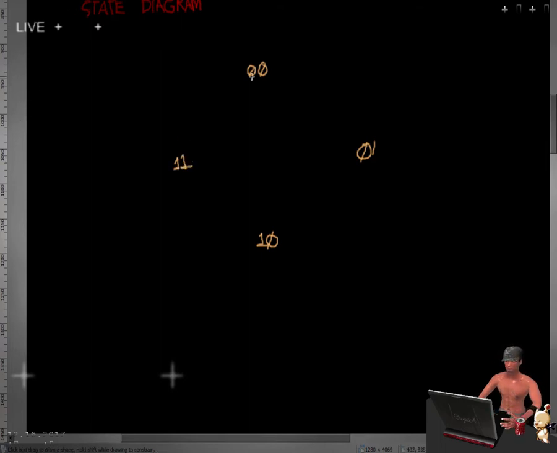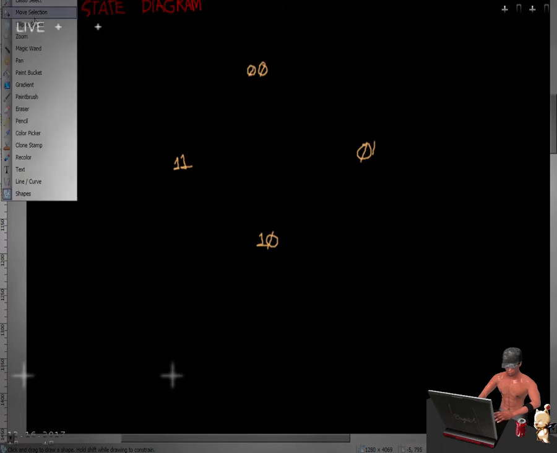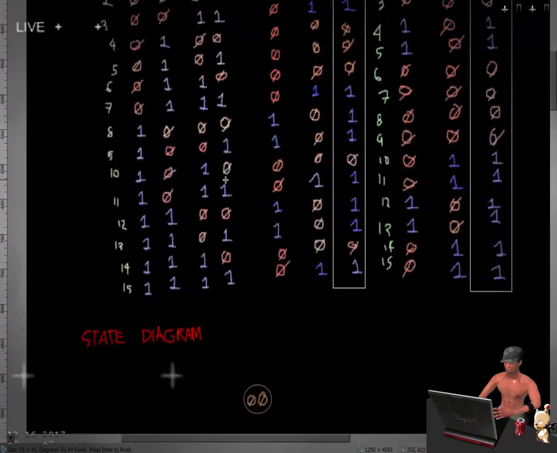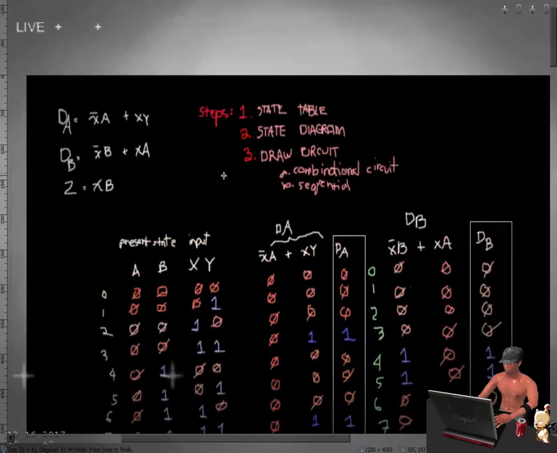Alright, let's go ahead and make a circle out of that, just so that's cooler. There's a lot of state tables, they draw a circle. There's a method, and you could do it any way you want, honestly. Here you go. That's the 4 states. We know there's 4 states.